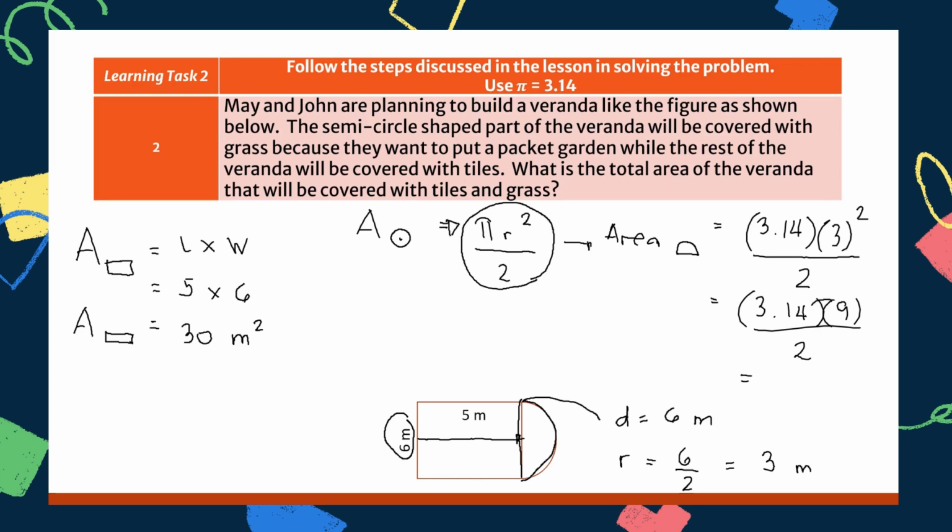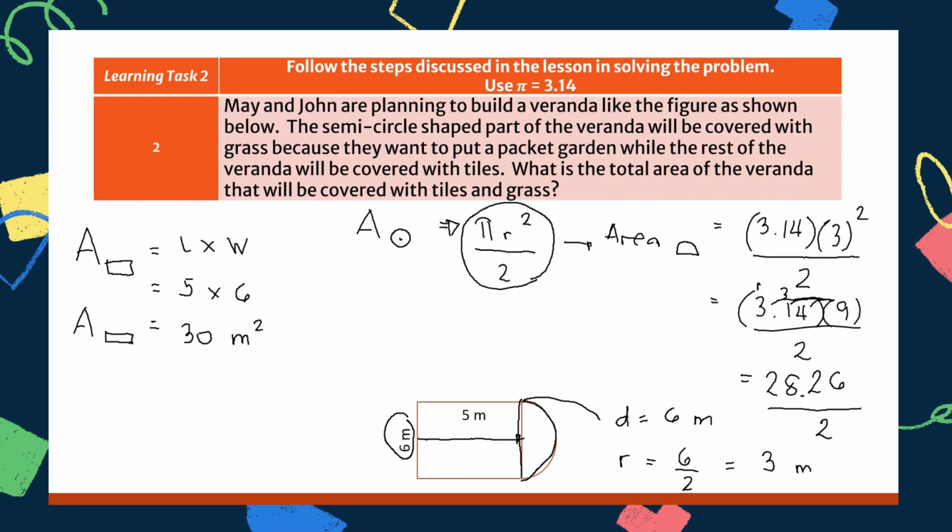So, we have 9 times 4, 36, carry 3. 9 times 1 is 9, plus 3, 12, carry 1. 9 times 3, 27 plus 1 is 28. So 28, then with 2 decimal places, meron tayong 28.26. Divided by 2. So i-divide natin ngayon yung 28.26 by 2, upang sa gayon, makuha natin yung area of a semicircle.